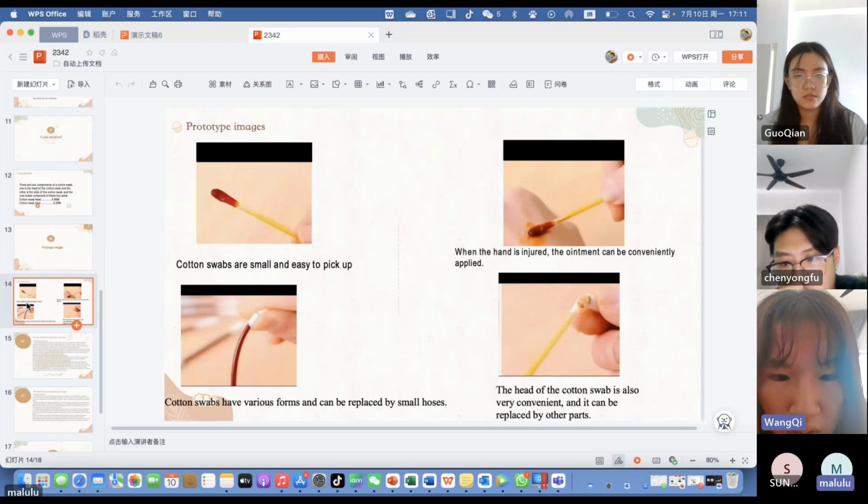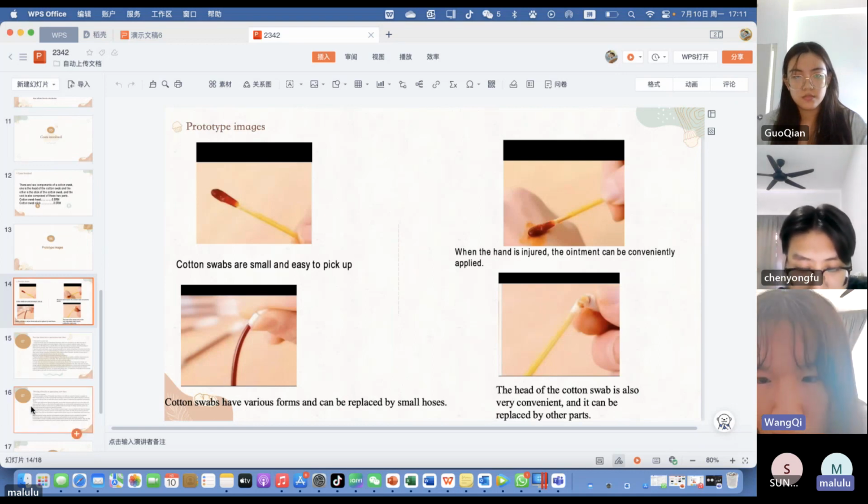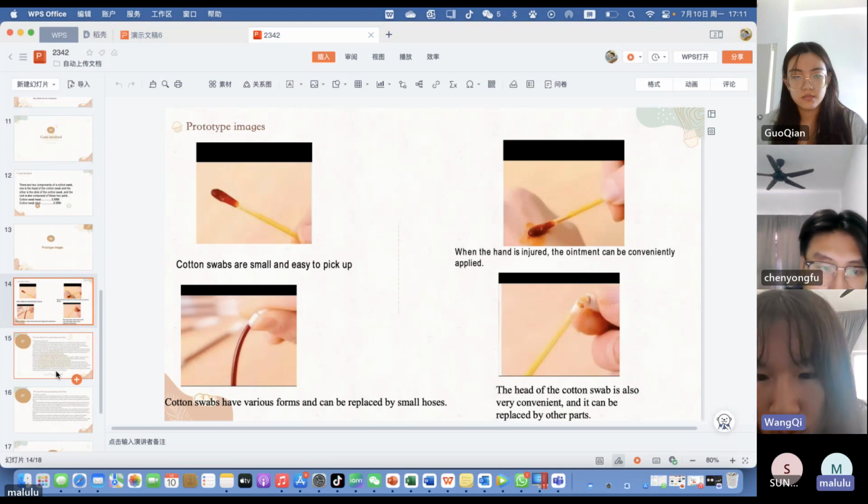The third picture is that cotton swabs have various forms and can be replaced by small hoses. The last picture is that the head of the cotton swab is also very convenient and it can be replaced by other parts. Okay, that's my part.